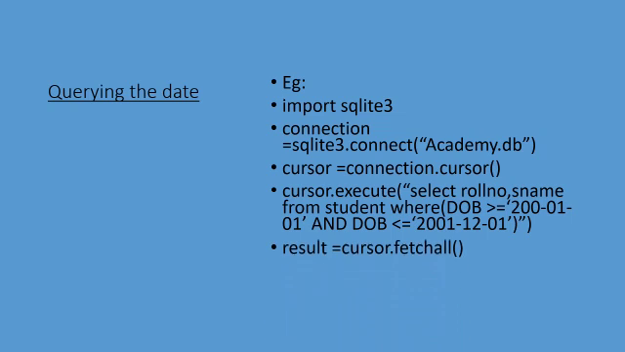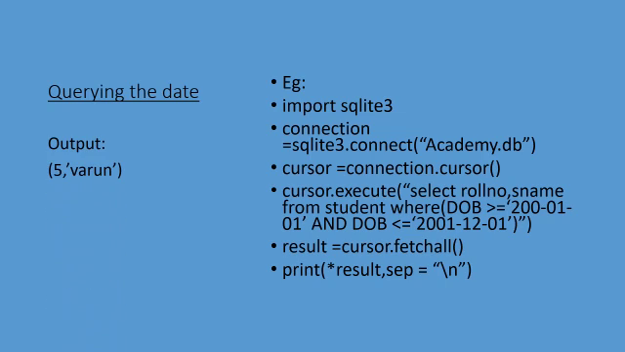This is how to give a condition in date. Next, what is the output here? You see 5 Varun. That's all.